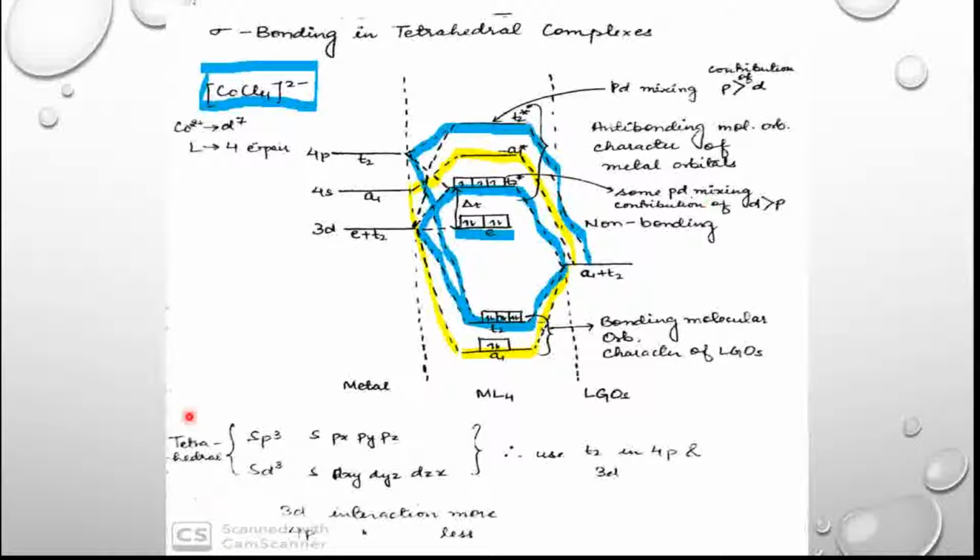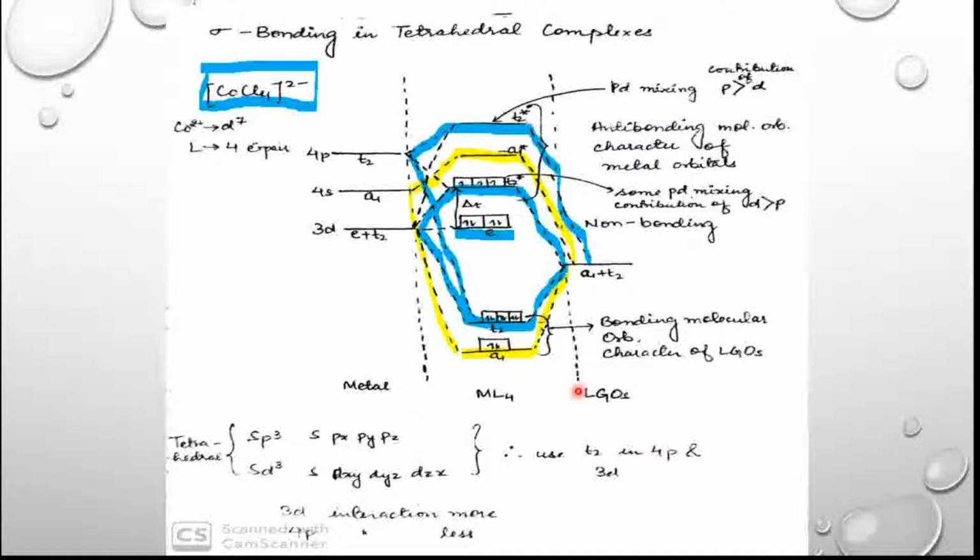And this I have already explained, sp3 and sd3 type of hybridization can occur in the complexes, right? So always use that T2 and 4p and 3d. In that way you can explain the sigma bonding in the tetrahedral complexes, right? So this is just the example of d7. You can take some other examples also. Only this much you can explain in the tetrahedral complexes, and only this much would come in your examination. If something comes in the examination, then definitely it would not be outside this particular slide, okay.